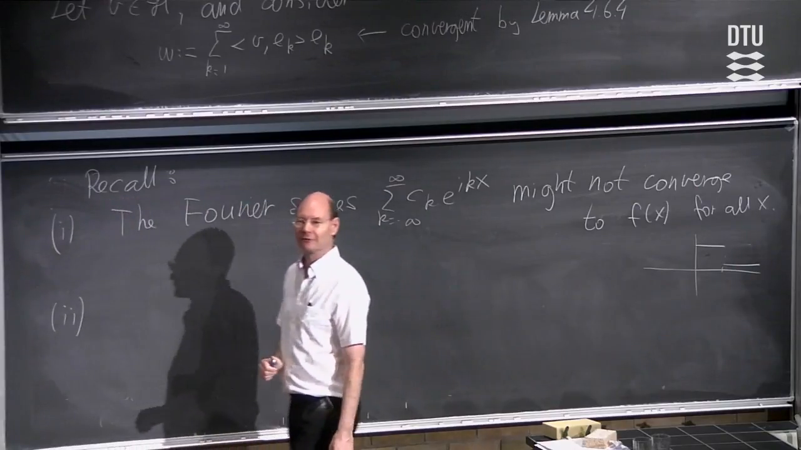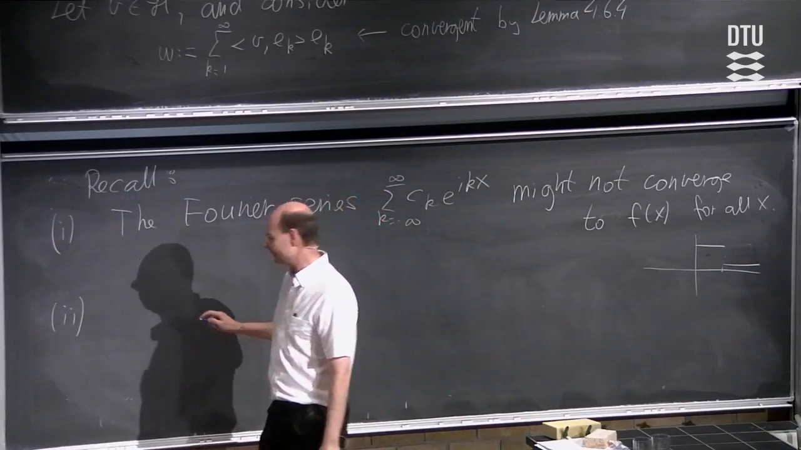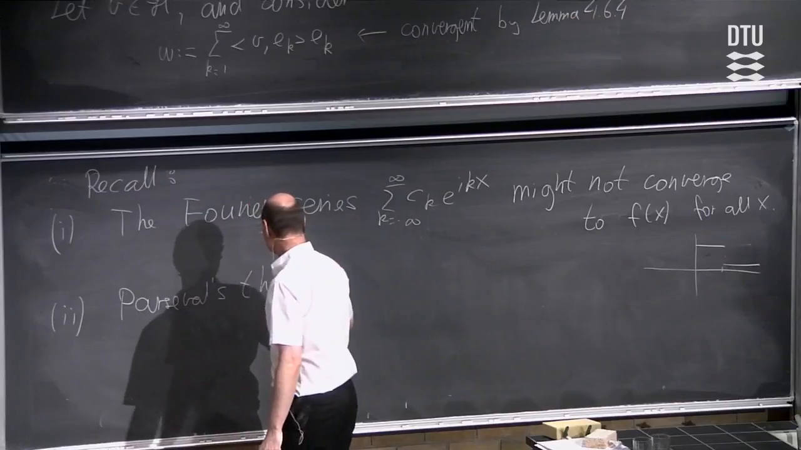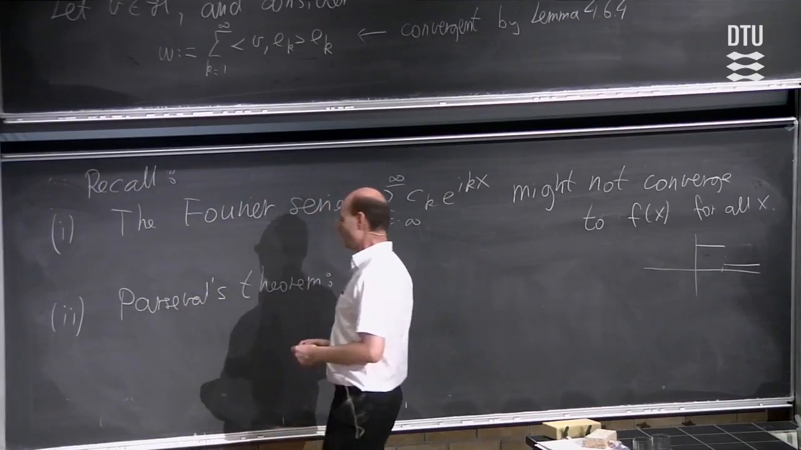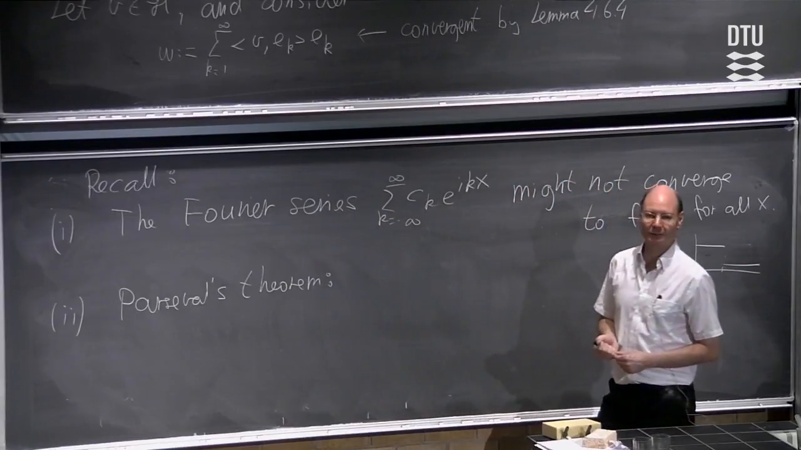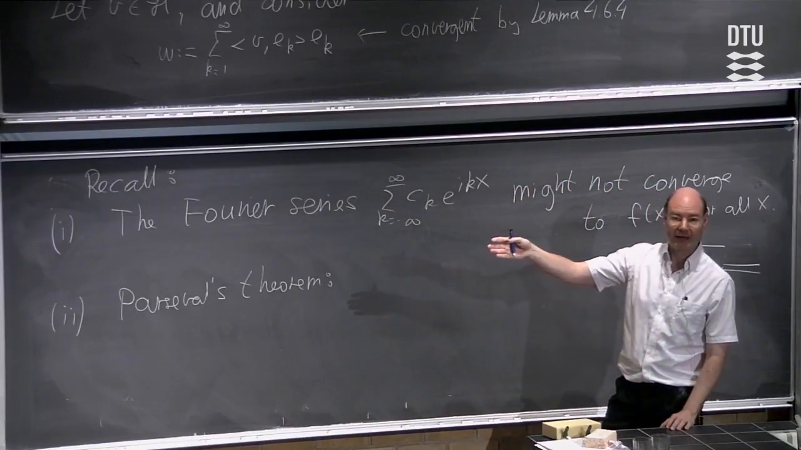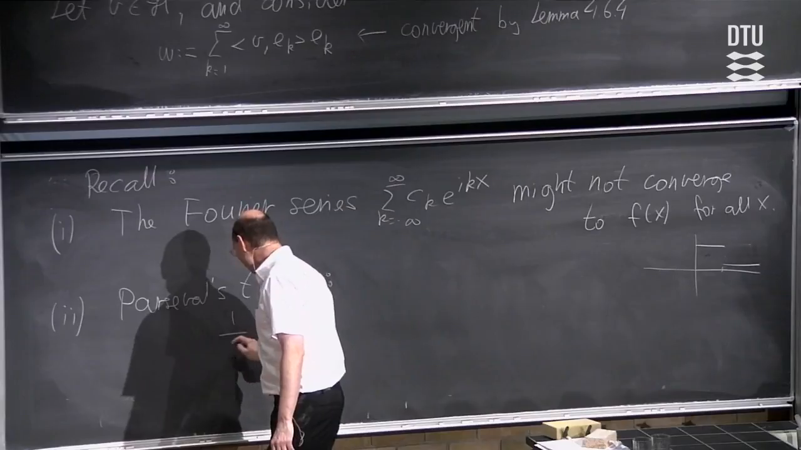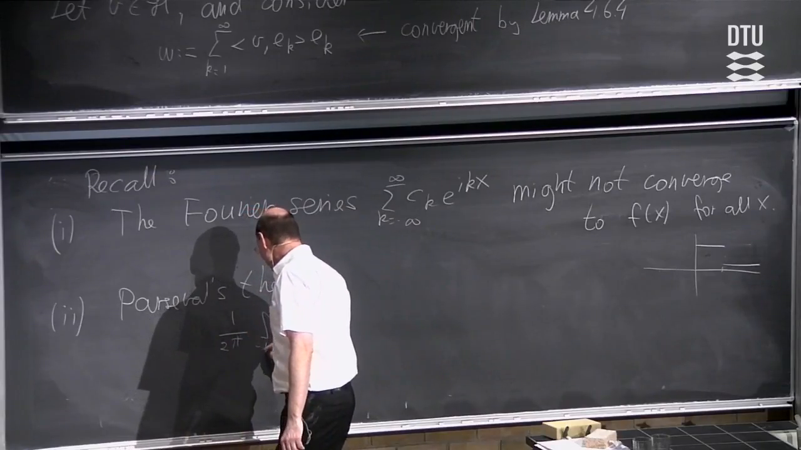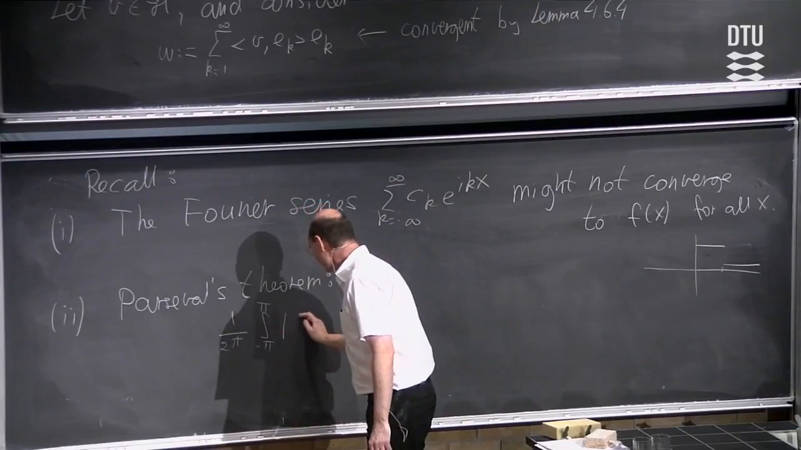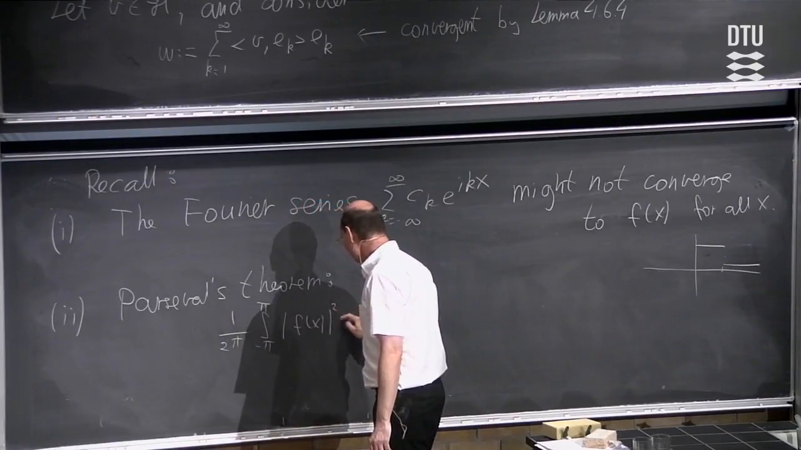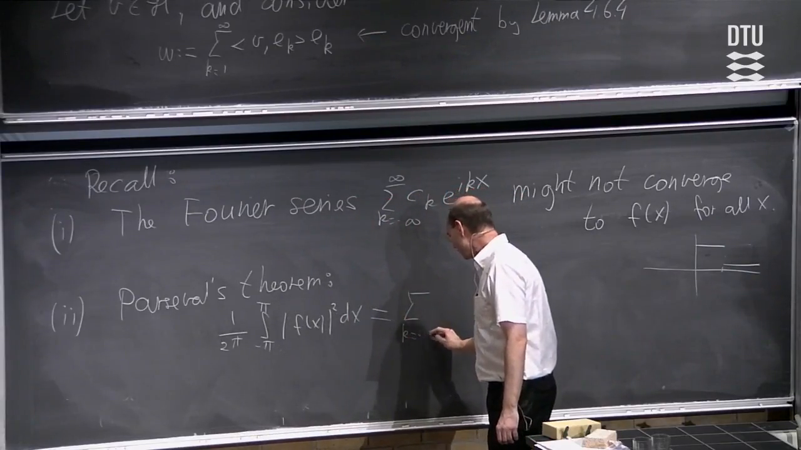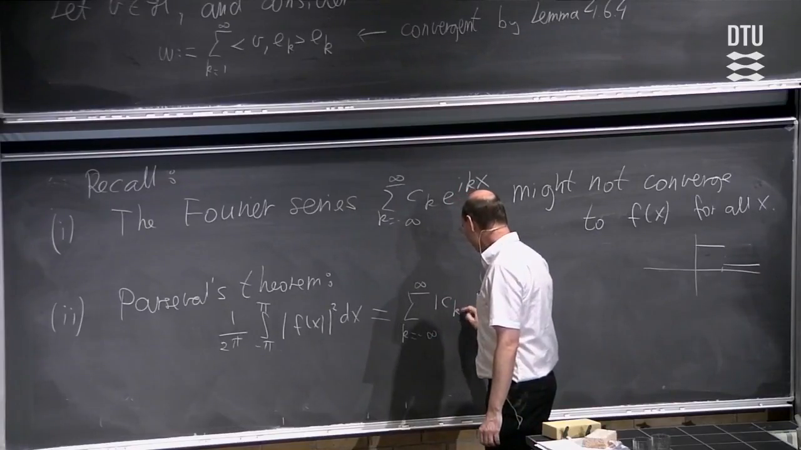We had another statement that we used at the end of the course. We had the so-called Parseval identity. Which gave us a relationship between the Fourier coefficients ck and the integral of the function to the power 2. So what Parseval's theorem said is that if you look at the number 1 divided by 2 pi times the integral from minus pi to pi of f of x in absolute value to the power 2 dx, then this is the same as the sum from k equal to minus infinity to infinity, ck absolute value to the power 2.